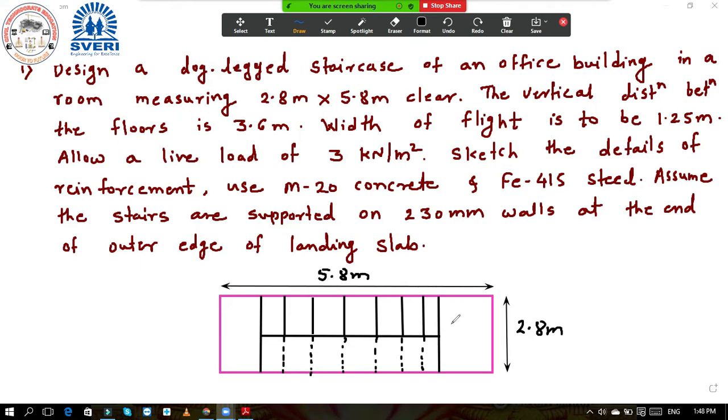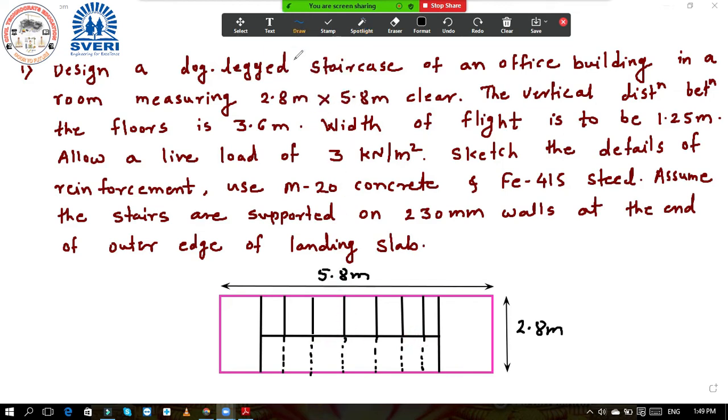This is the basic thing they have given, and now they told you the width of a single flight. So from this point to this point, the width is 1.25 meter. From this point to here it is 1.25. So 1.25 plus 1.25 is 2.5, but the total width available is 2.8. So here, this is called the paddi, and the width of the paddi will be 0.3.